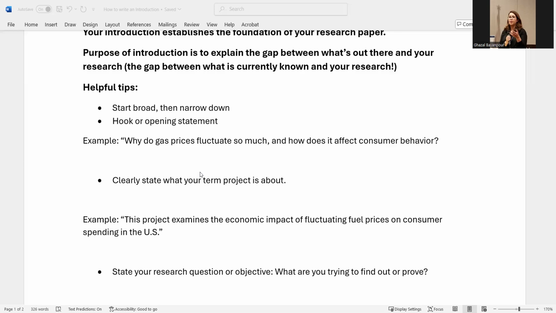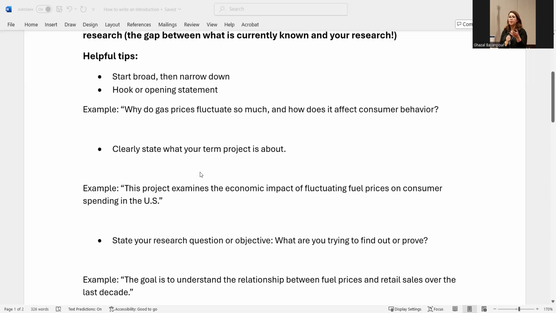As I mentioned, here you want to clearly say what your research question and your project is about in one or two sentences. It shouldn't be like a page. It can be in a few sentences, okay?